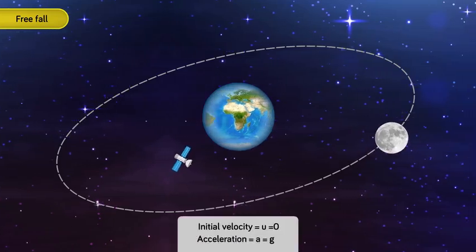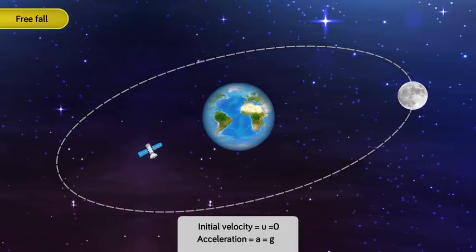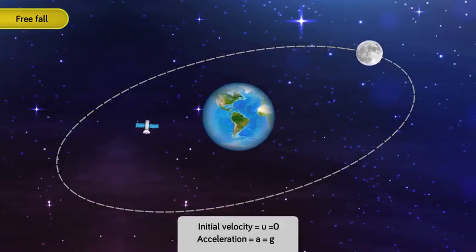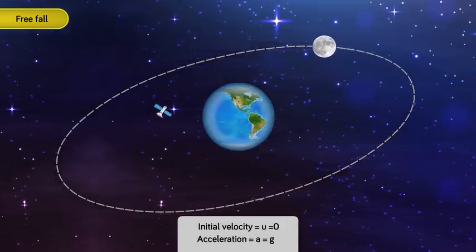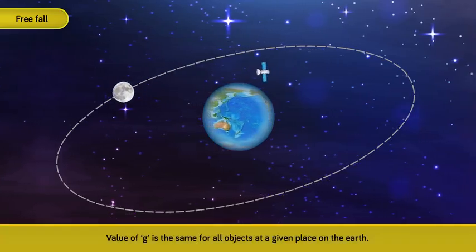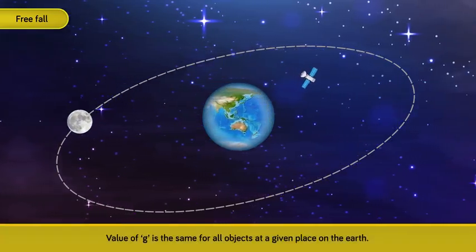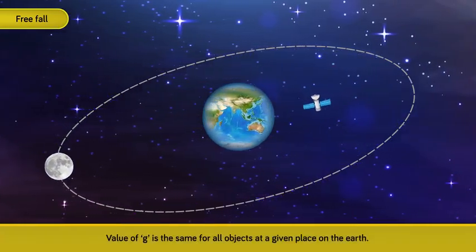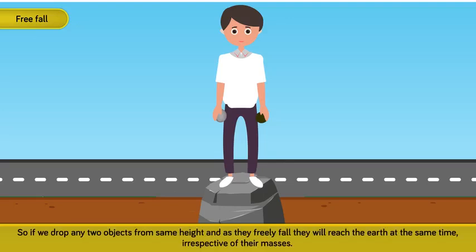So, initial velocity u is equal to 0. Acceleration a is equal to g. Note that the value of g is the same for all objects at a given place on the earth. So, if we drop any two objects from the same height, and as they freely fall, they will reach the earth at the same time, irrespective of their masses.